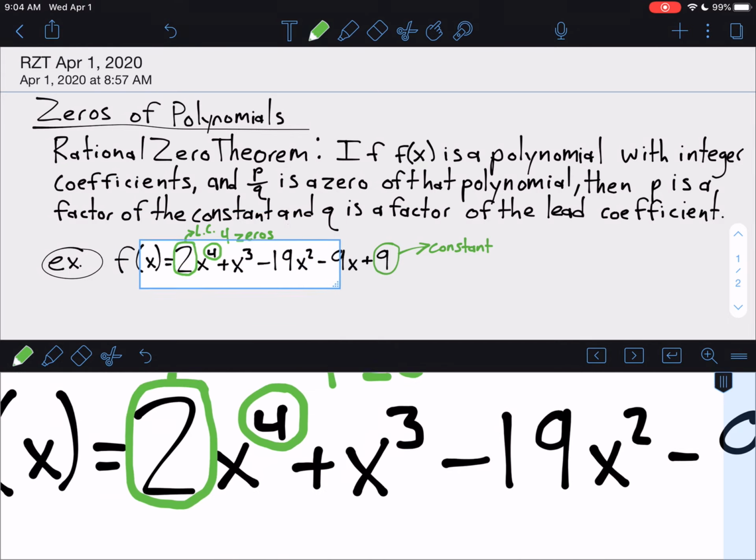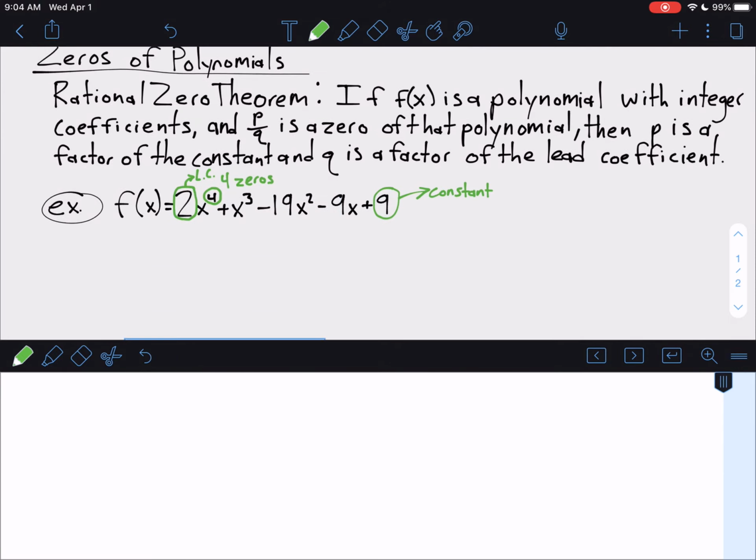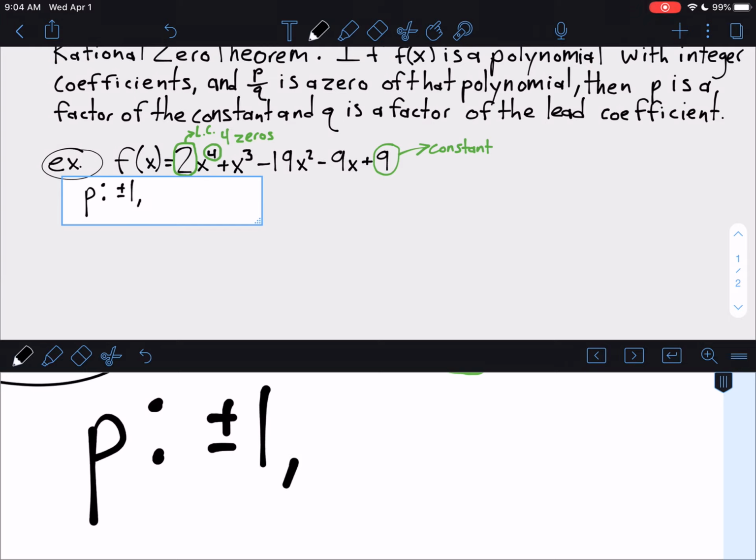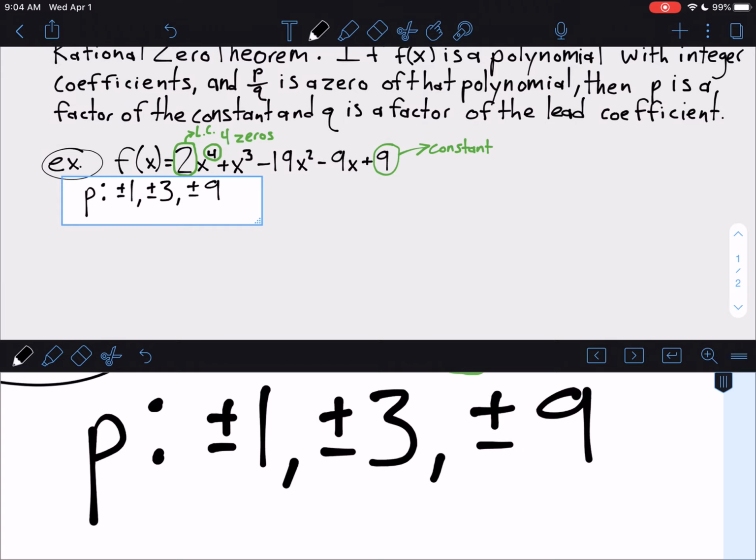So now let's break down that rational zero theorem just a little bit more. And again, we are looking for 4 zeros. It says p is a factor of the constant. So let me list my possible p values. My constant here is 9, which means the first factor of 9 is positive or negative 1, because I can divide 9 by 1. The next thing that I can divide 9 by is going to be 3, because it wouldn't be 2, because I can't divide 9 by 2. And the final thing is going to be 9.